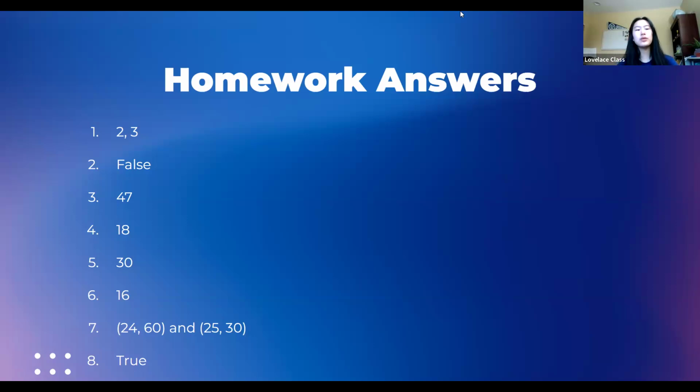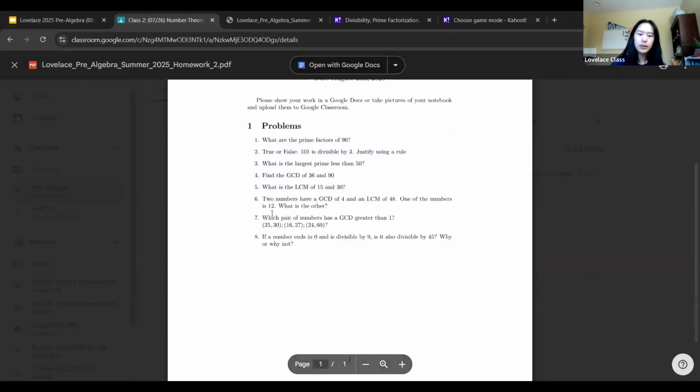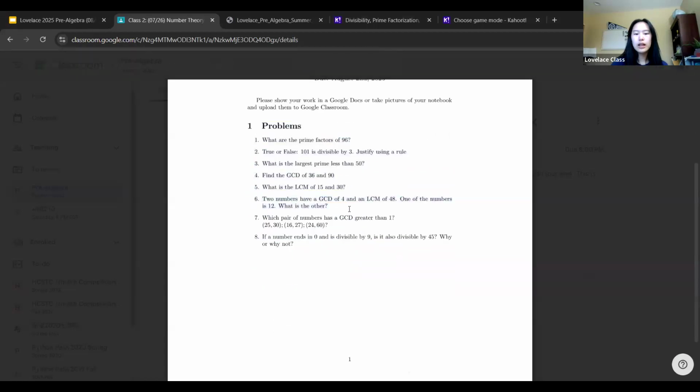I saw that you guys did a really good job on the homework. I haven't really marked anyone's homework yet, but after this I will start. So I think someone asked me to explain both question 6 and question 7, so I'll just explain that while we're at it. Question 6 was that two numbers have a GCD of 4 and an LCM of 48, and one of the numbers is 12. So what's the other number?